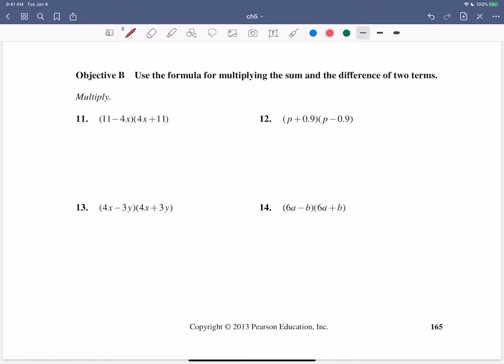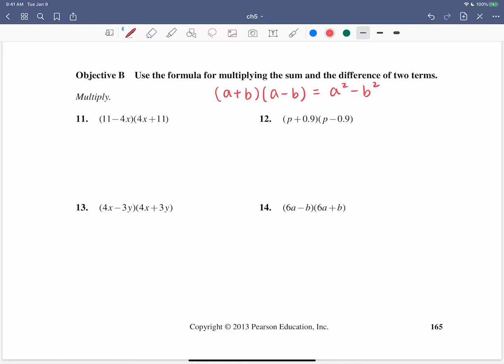The formula reads like this. If you have a plus b times a minus b, this product of a binomial, they look very similar. The only difference is just the sign in the middle. Then it's the same as a squared minus b squared.